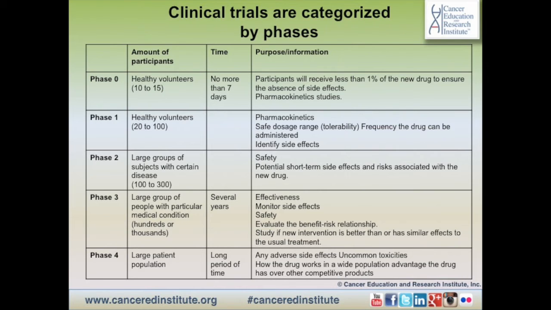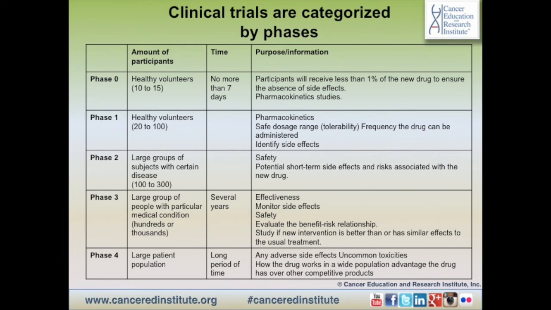When we look into phase 0, the participants will receive less than 1% of the new drug to ensure the absence of side effects. Those studies are pharmacokinetic studies. Phase 1 studies are also pharmacokinetic studies, and those involve safe dosage range, which means the tolerability by the person, and the frequency at which the drug can be administered to identify the side effects.